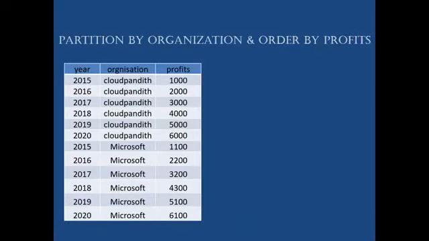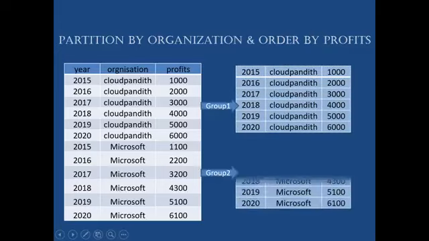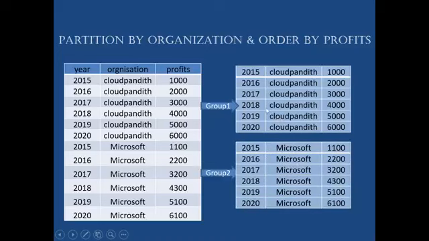Now let's say I have an organization and property, like this. If I do a partition by organization, how many partitions will I get here? 2, or 3? Again, I'll get only 2. Okay, group 1 and group 2.